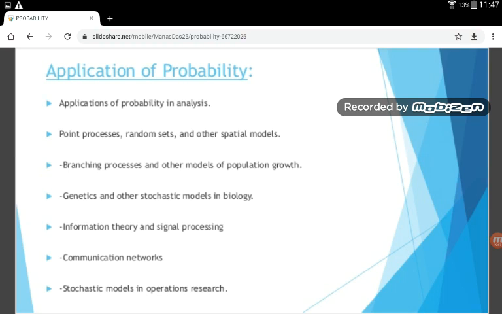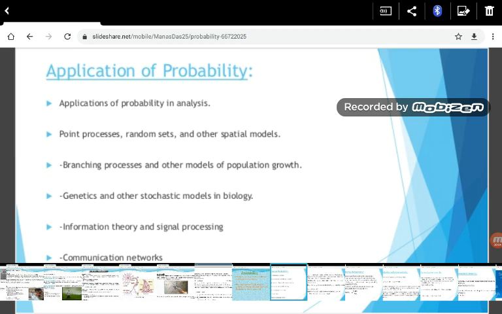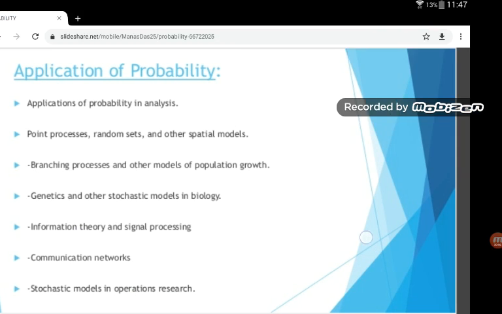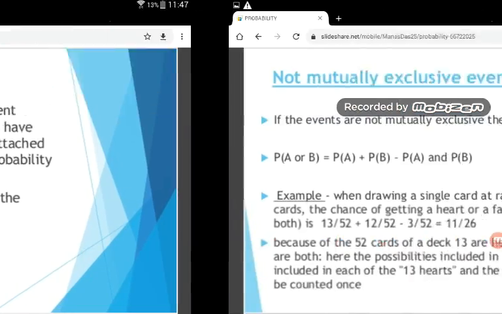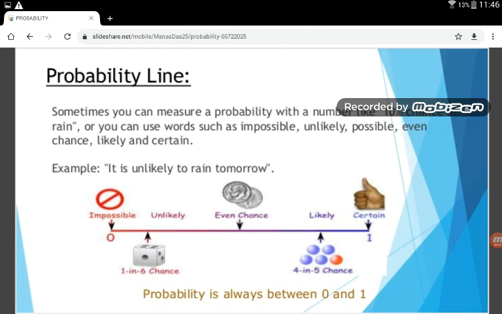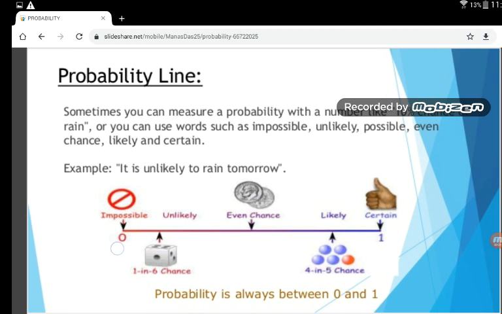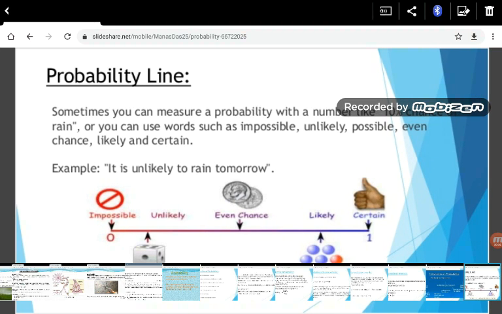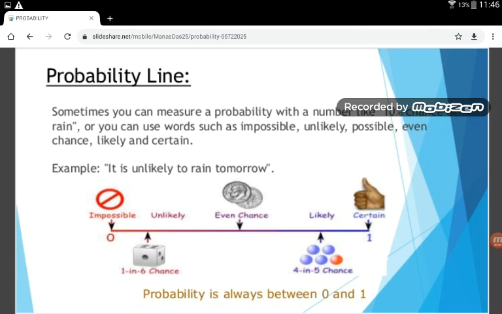Application of probability: it is used in analysis, even in genetics, information, etc., we can use it. So the probability line, you can say that it ranges from 0 to 1. It always ranges from 0 to 1.